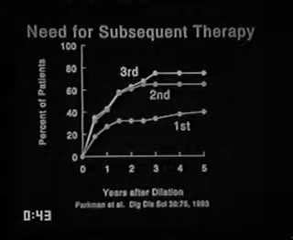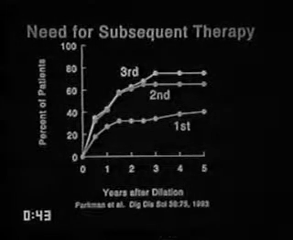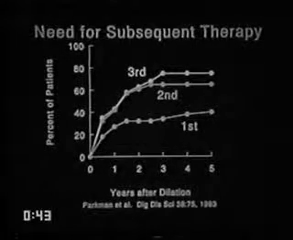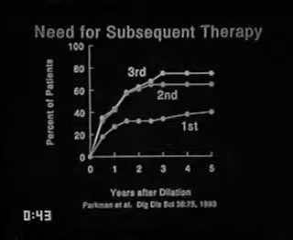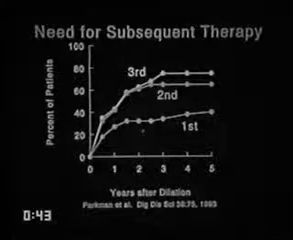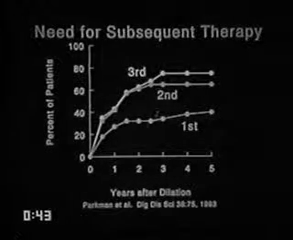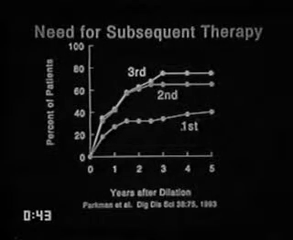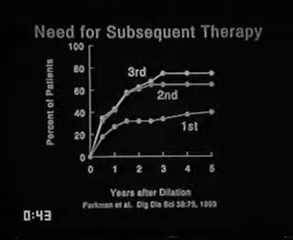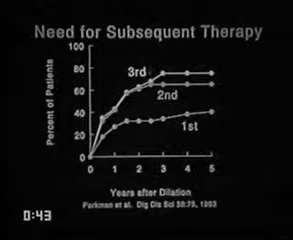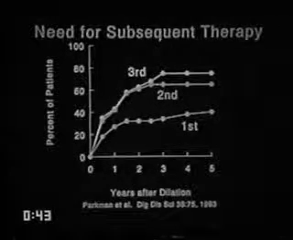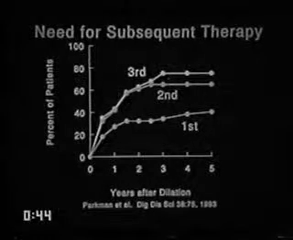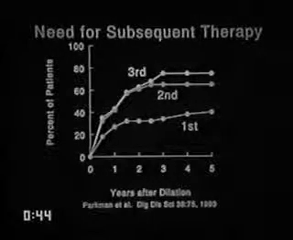And also, if you look at the first episode of dilation, this is subsequent dilations after an initial successful dilation, you can see that additional therapy is necessary, once again, in about 40% of patients at 5 years who have had one dilation. But the second and third dilations are much less successful, and additional therapy such as surgery is needed in the majority of those patients a number of years later.